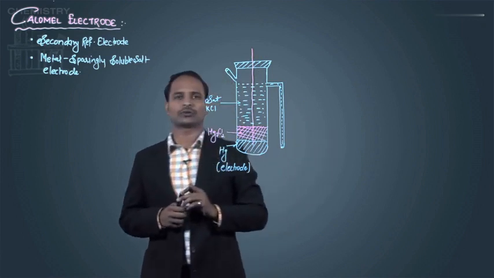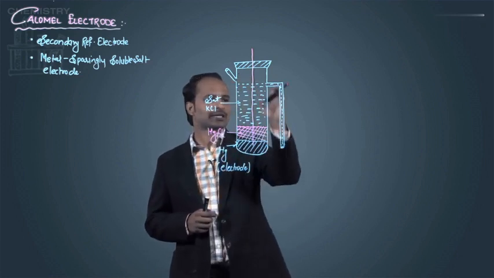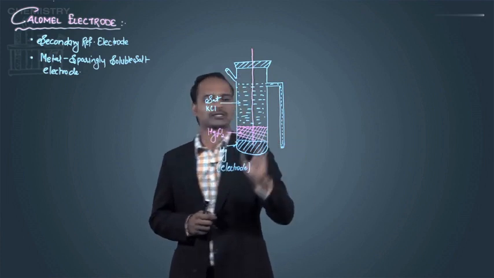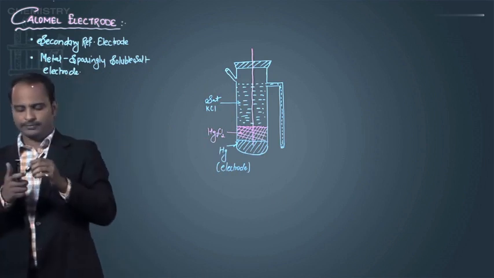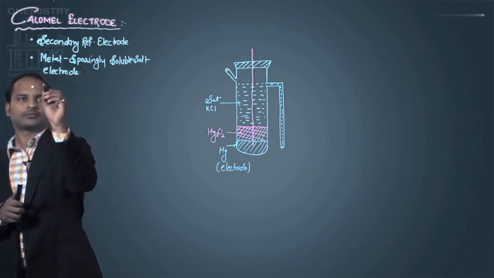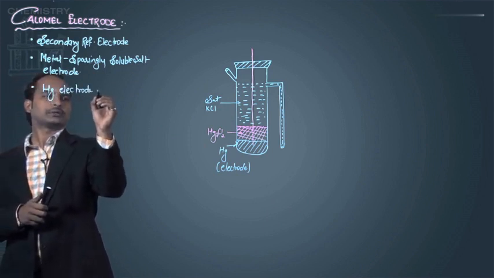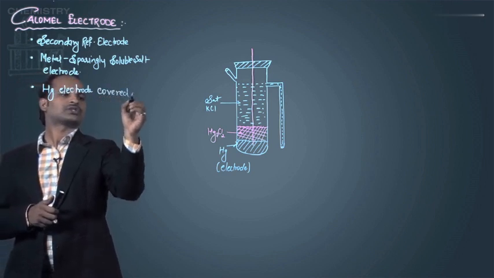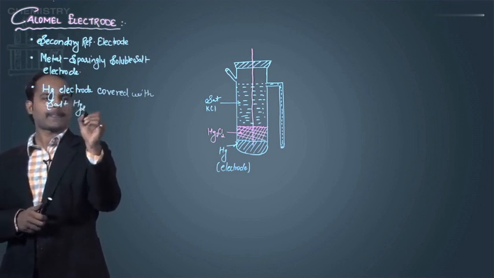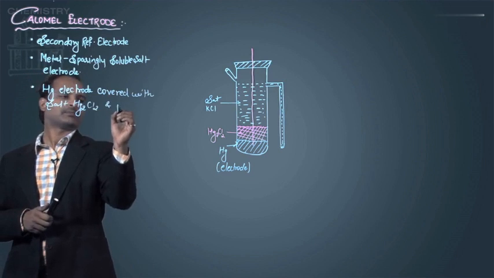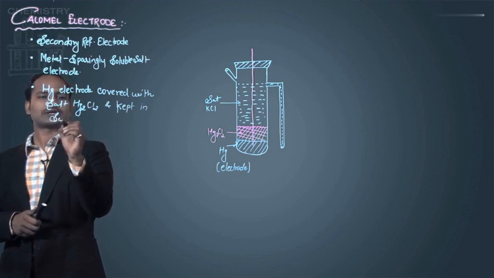Now, while using a calomel electrode, one advantage is that there is no need of using a salt bridge, because this side tube itself acts as a salt bridge. We will see how it acts as a salt bridge. Then, the calomel electrode, as I said, the electrode is mercury, covered with its salt, Hg2Cl2, and kept in saturated KCl solution.